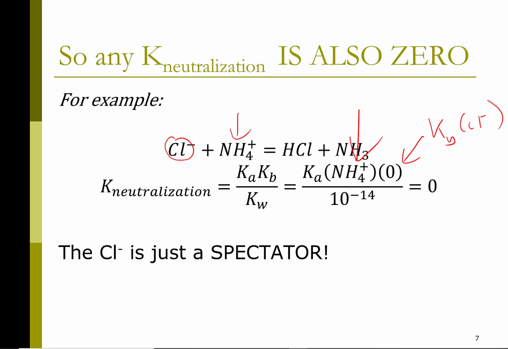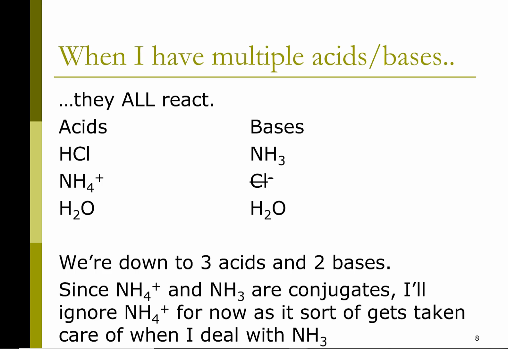because it's really not good at doing much of anything. We'll see it again in a different spectator role later in the semester. But so it's not really worth considering the chloride reactions. And so I'm down to 3 acids and 2 bases, which is only 6 reactions. But since ammonium and ammonia are conjugates of each other, technically speaking, I'm always sort of solving for both of them simultaneously, because every acid-base reaction for one of them has the other species in it.